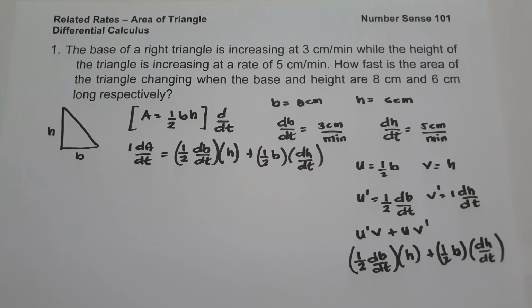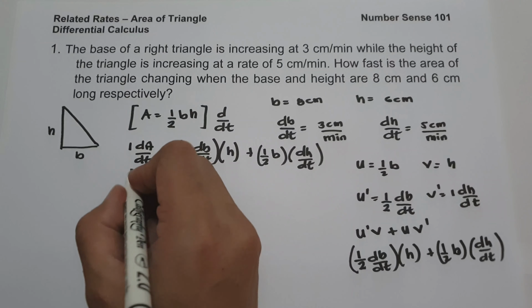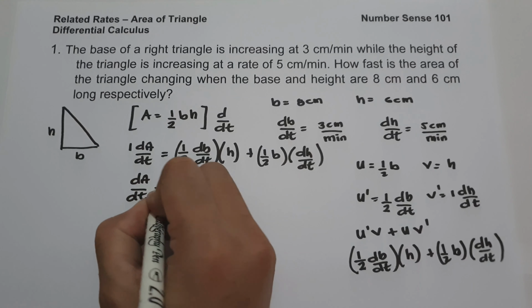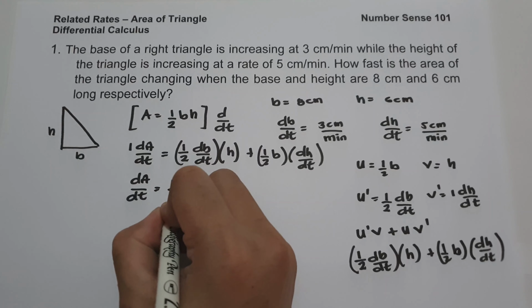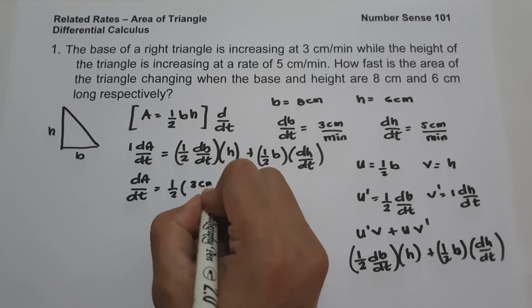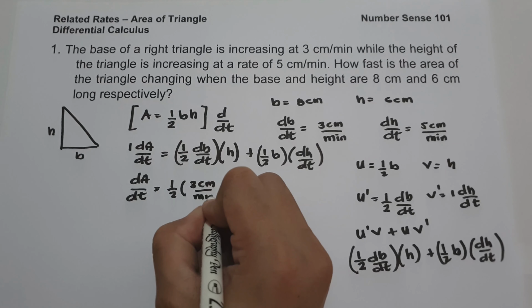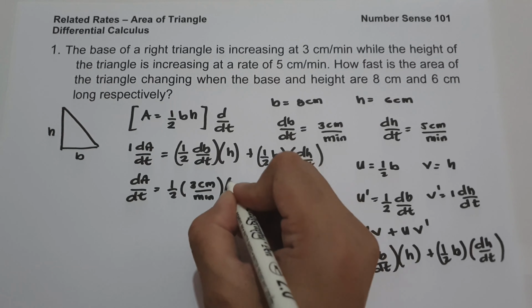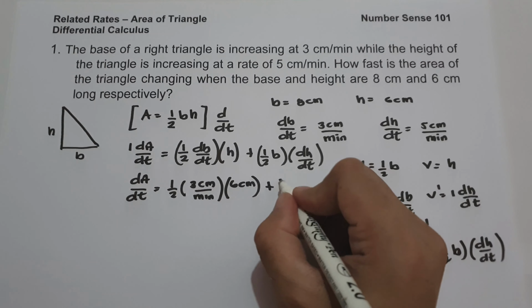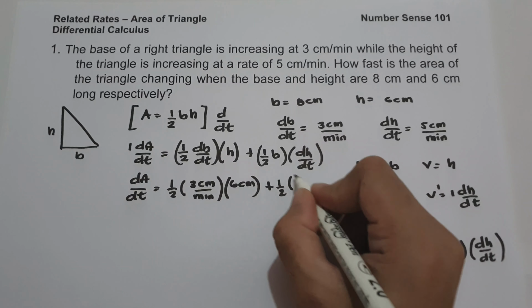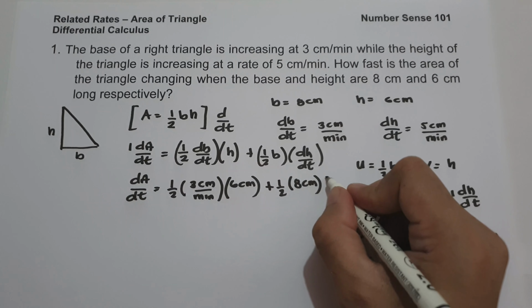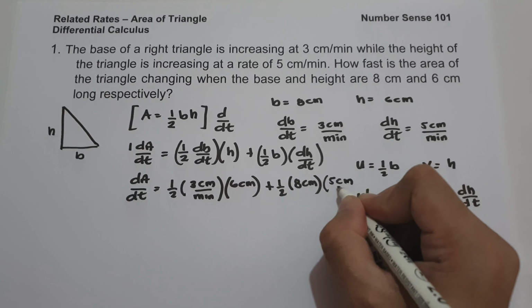And then let us substitute the given. So let us have dA over dt equals 1/2, and then dB over dt, that is 3 centimeters per minute, and then height, that is 6 centimeters, plus 1/2 base, that is 8 centimeters, and then dH over dt, that is 5 centimeters per minute.